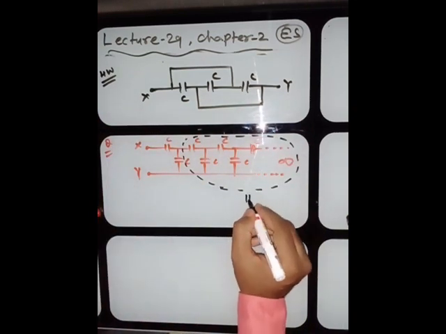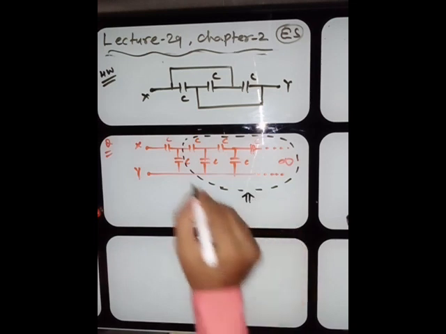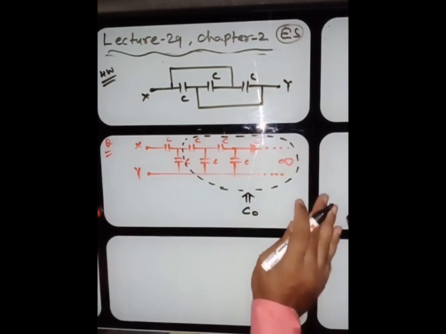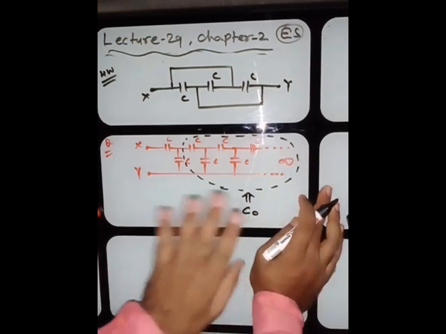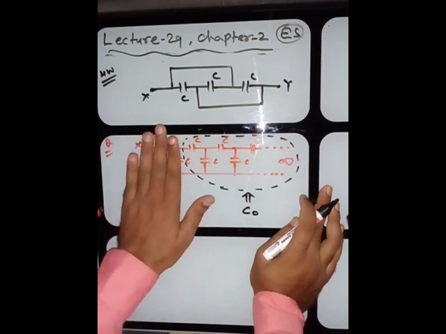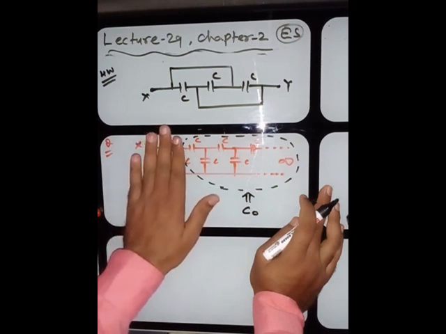Suppose the capacitance of this dotted circle is C naught. Okay, this is C naught. Again, I'm explaining. If you hide this particular section, it looks the same.